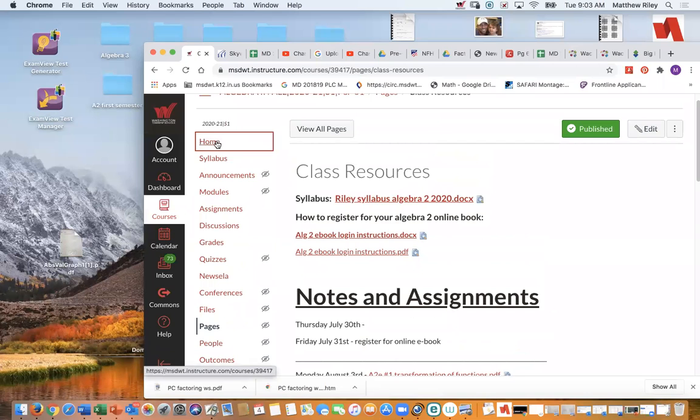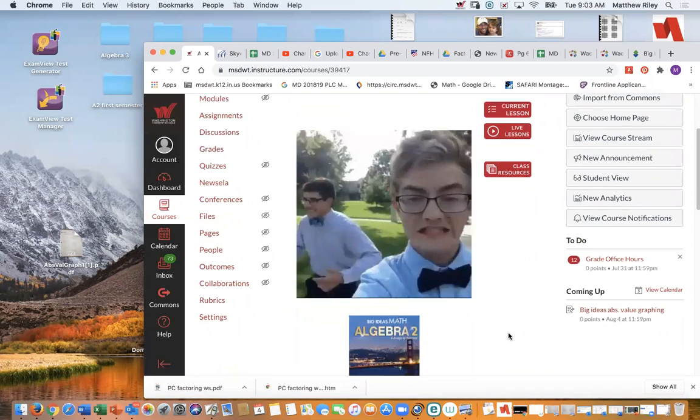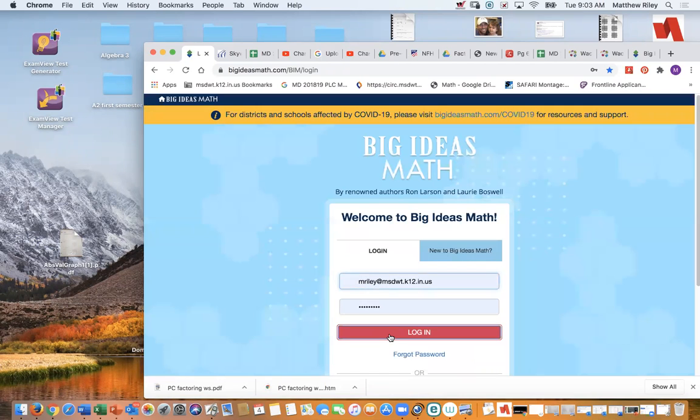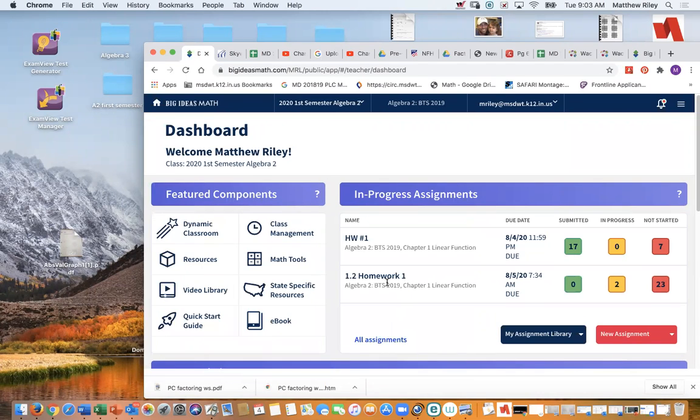So let's see, if we go to Big Ideas, what you should see when you log in is this homework right here, the 1.2 homework 1. It was assigned at 7:34. Oh, I need to change the due date actually. It's due by midnight tomorrow, but go ahead and try to get that done tonight. It says it's due at 7:34 a.m. I forgot to change the time. I'm glad I checked that.